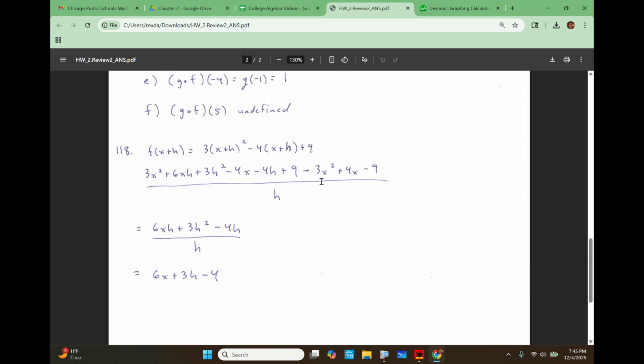Distributing that negative to the entire f(x) function. So these cancel out. 3x squared minus 3x squared, that's gone. Minus 4x plus 4x, that's gone. 9 minus 9, that's gone. So I'm just left with 6xh plus 3h squared minus 4h, and that's all over h. Factor and cancel that h out, and I get 6x plus 3h minus 4.